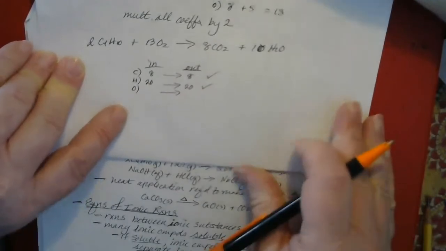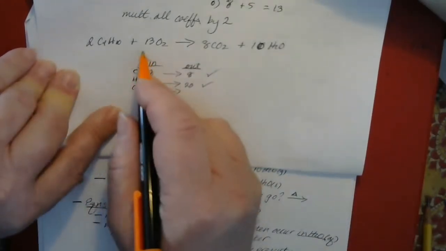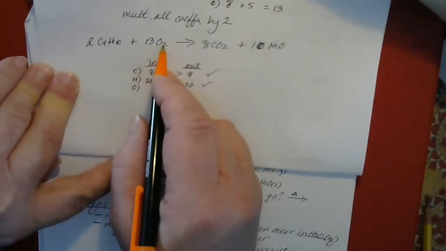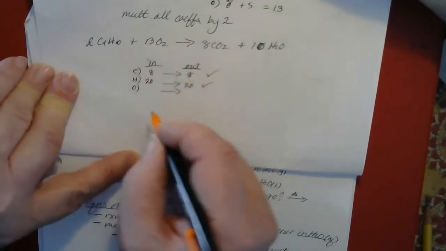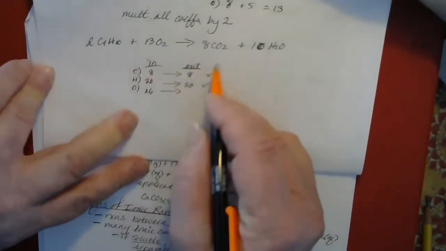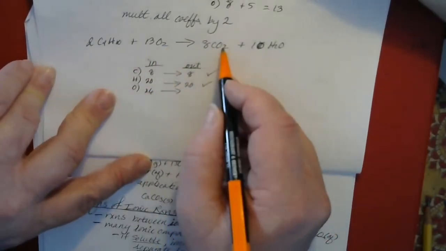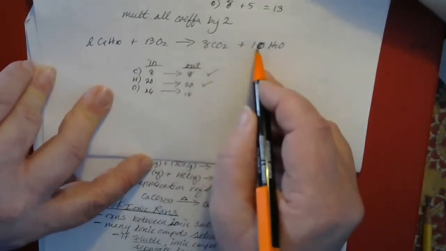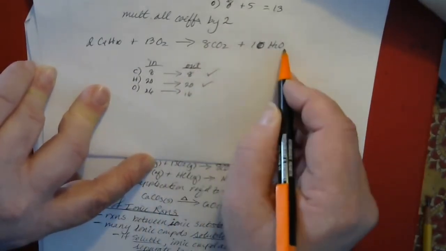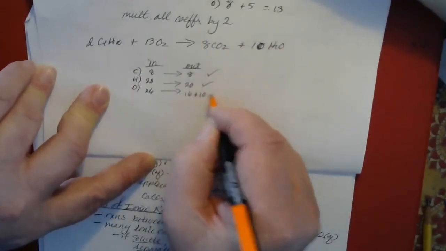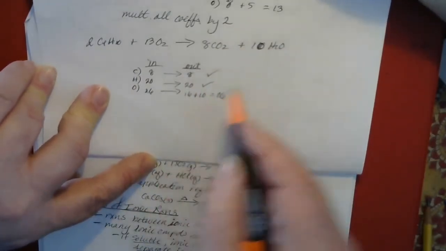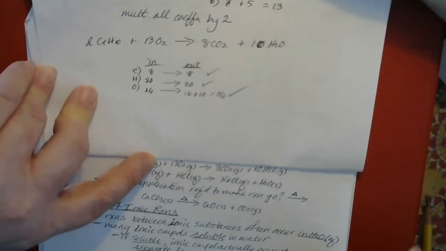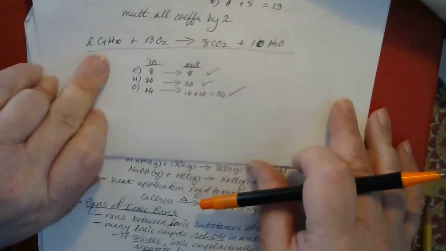The hydrogens also balance. And then for the oxygens, we have 13 times 2, which is 26. And coming out, we have 8 times 2, which is 16 for the carbon dioxide. But we also have another 10 for the H2Os. 16 plus 10 is 26. So the oxygen is balanced too. So that is your final properly balanced chemical equation for the combustion of butane.